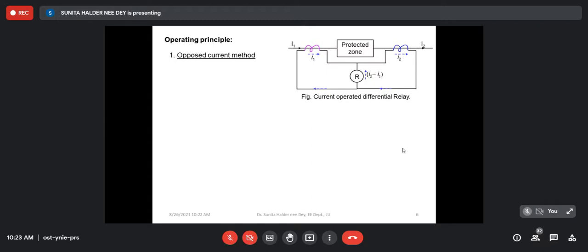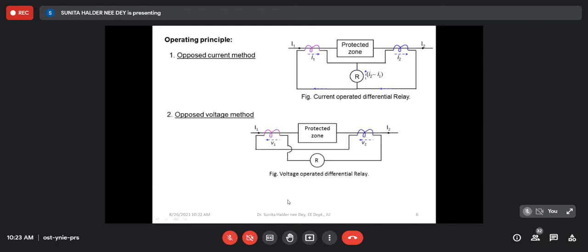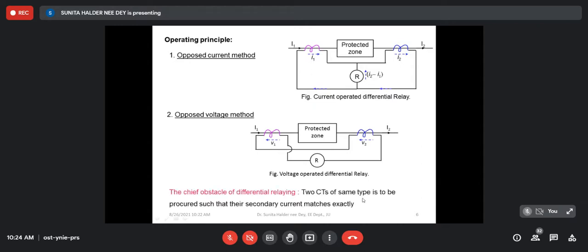Now, what is the operating principle? One is the opposed current method. When currents are in the same direction, the relay will not operate. When they are in opposite directions, it will operate. Similarly, in the opposed voltage method, when voltages are of the same polarity, it will not operate. When voltages are of opposite polarity, it will operate. But generally, opposed voltage methods are not so useful.